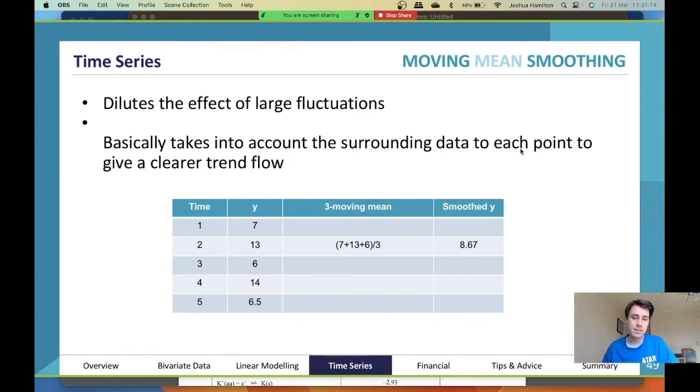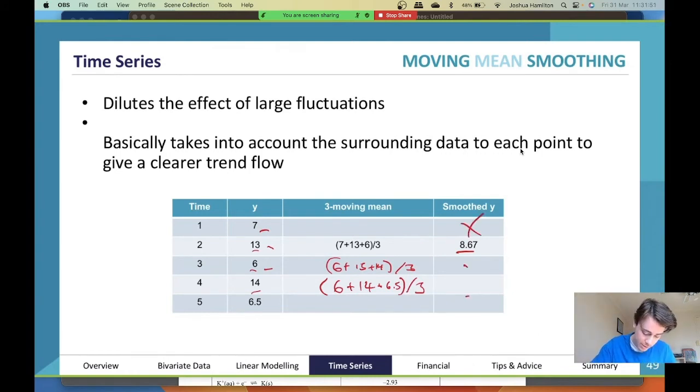So this is a 3-mean moving smooth. It's using three values. So what you do is you go, all right, I want this value, this value, this value, add them together, divide them by 3. I get my value. I would then move on and go, all right, 6, 13. So I go 6 plus 13 plus 14, and I would divide that by 3. Then the next one, I go 6 plus 14 plus 6.5, and I divide it by 3. And I get a data value here and here.